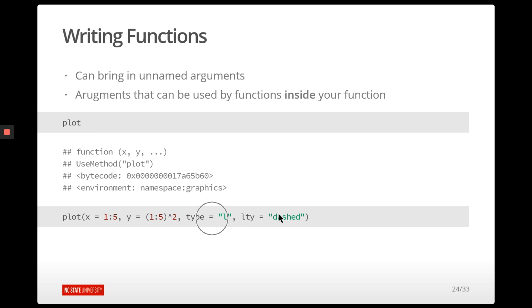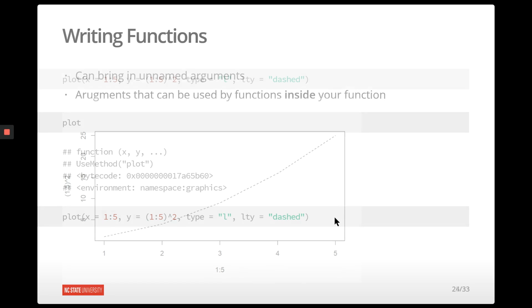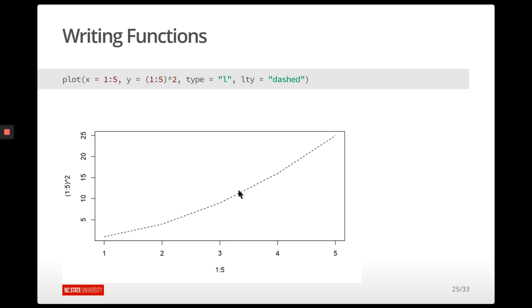So there's things like type, which tells you which type of plot you want, whether it's a histogram type plot, a dot type plot, or a line type plot. LTY, which is the line type, so a dashed line. And that can just customize what your plot looks like. So these unnamed arguments can be really useful for making your function very flexible.